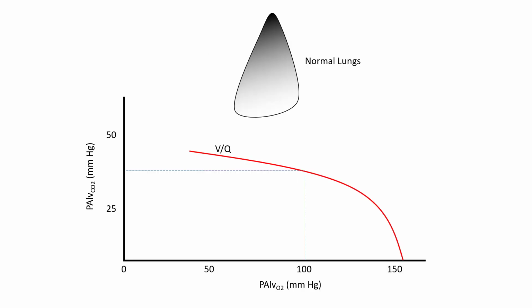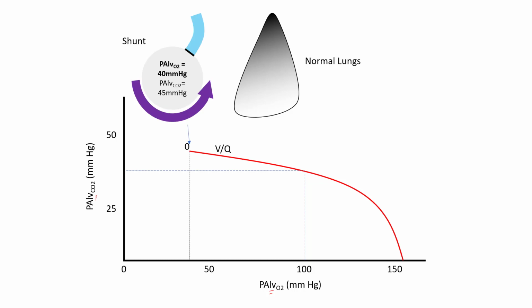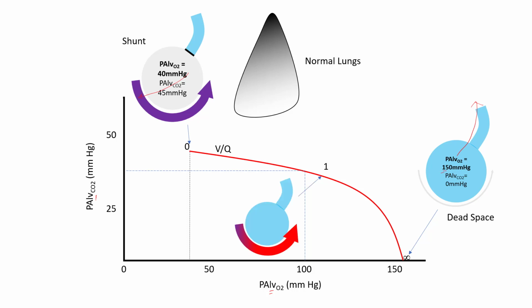Let's make a graph of P alveolar O2 with P alveolar CO2. You remember that these partial pressures depend upon the relative perfusion and ventilation in an alveolus. On one side, we have a complete shunt, where your P alveolar O2 is around 40, which is equal to the mixed venous blood, with a VQ of 0. On the other extreme end is a complete dead space, where your P alveolar O2 is 150 and your VQ ratio is infinite. In the center, there is a VQ ratio of 1, which is a perfectly matched ventilation and perfusion.